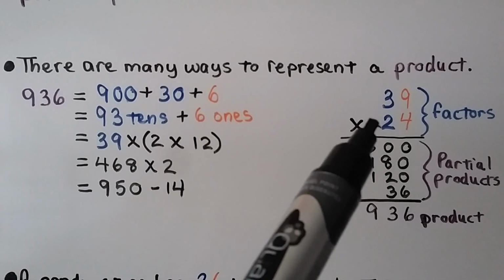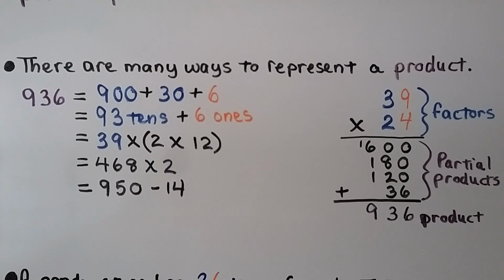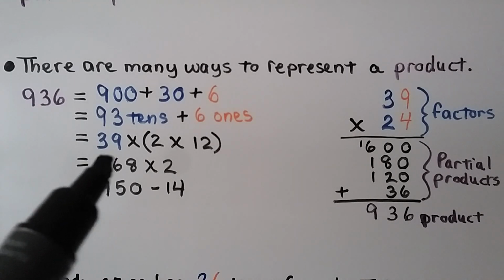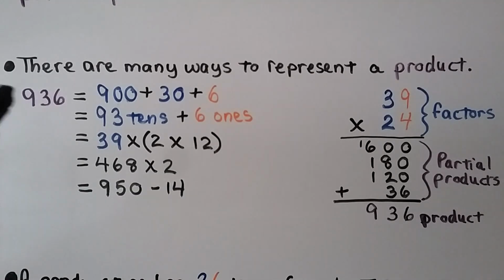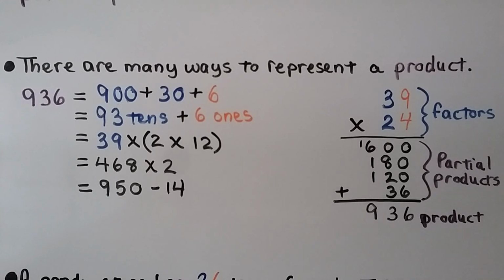We can also break the 24 into a 2 times 12 and say we're doing 39 times 2 times 12. We can also do 468 times 2. That would be a way to represent 936. And we can even say 936 is 950 minus 14. Many ways to represent a product or a number.